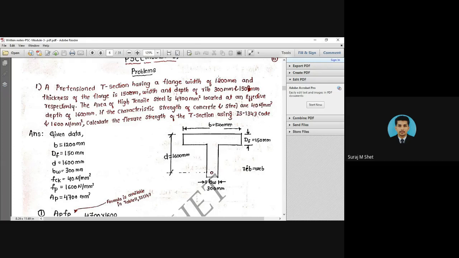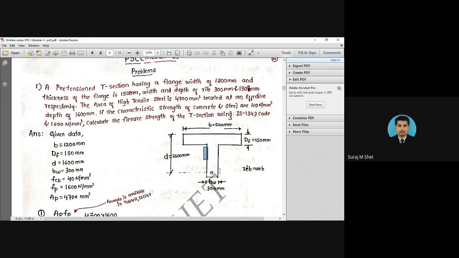So the given flange width is 1200. See here, this is the T section. The flange width given is 1200 mm and the depth of the flange is 150 mm. See, this is the 150 mm depth of the flange. The width of the rib is 300 mm. This is the width of the web, so web width is given as 300 mm. Web is nothing but rib. They gave 300 mm width and depth 150 mm.